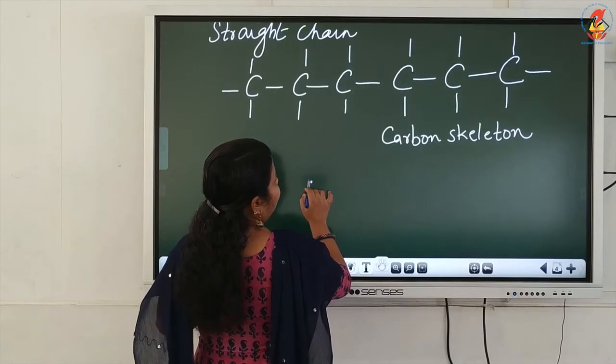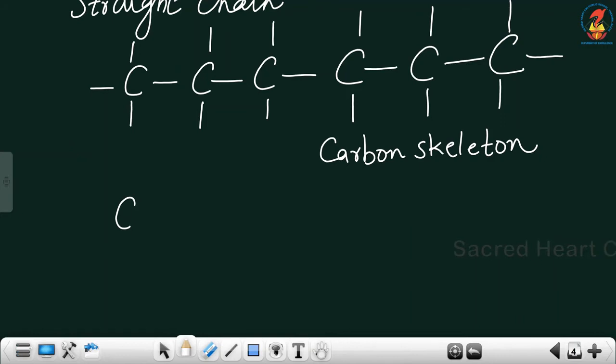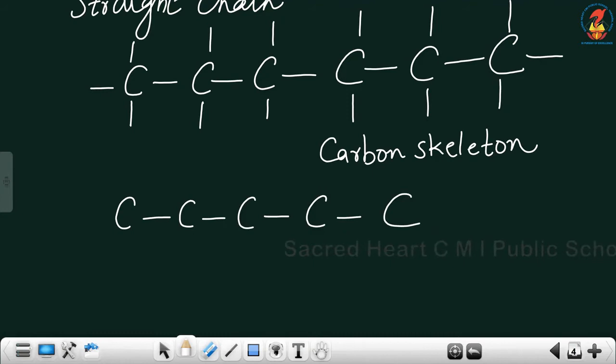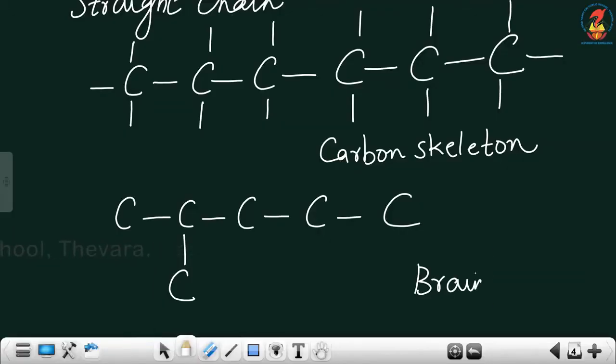Now with the same number of carbon atoms, I will draw a branch chain. So first I will draw 5 carbon atoms in straight chain, and the 6th carbon as a branch. So 5 carbon atoms are in straight chain and the 6th one comes as a branch. We call it a branched chain compound. So first one is straight chain, second one is branch chain.